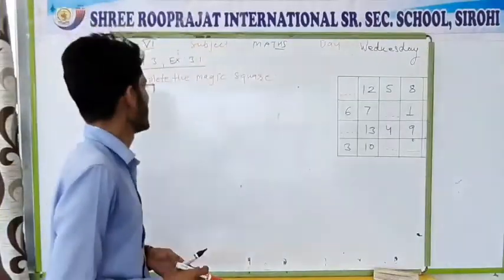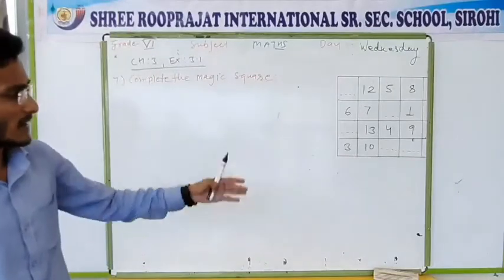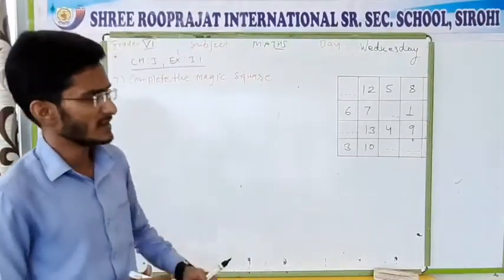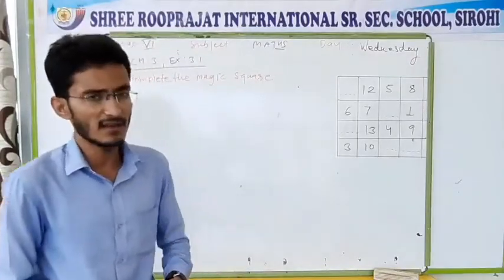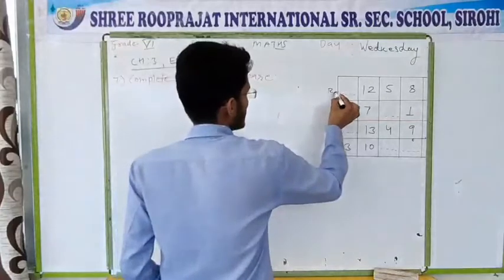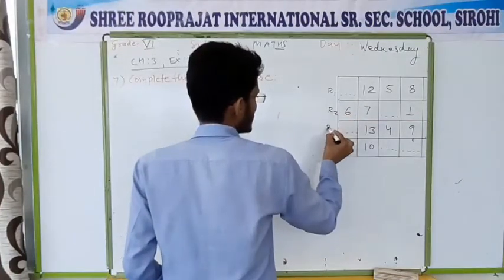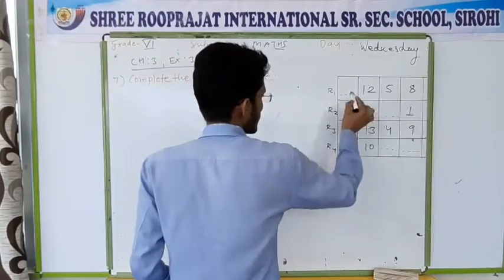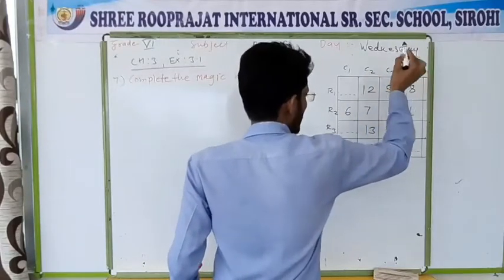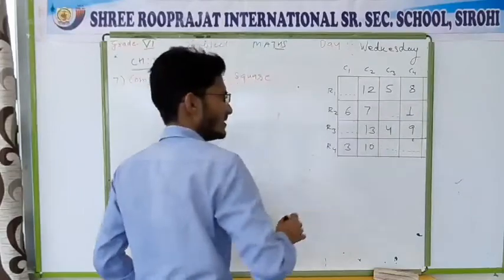So the next question is complete the magic square. There are two questions. The first one is a 4 by 4 magic square. That means 4 rows and 4 columns are there, and some numbers are missing. It is row number 1, row number 2, row number 3, and row number 4. Column number 1, 2, 3, and 4. And these are the two diagonals.